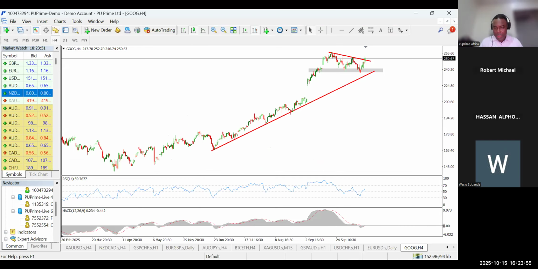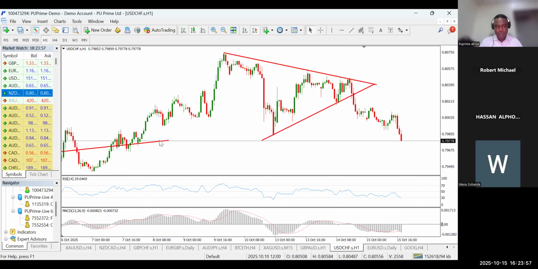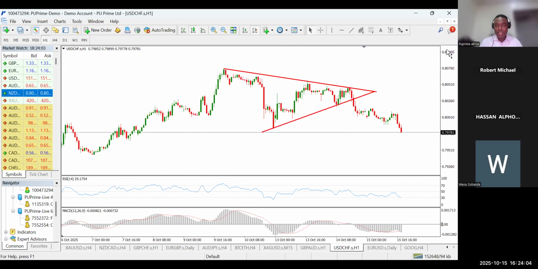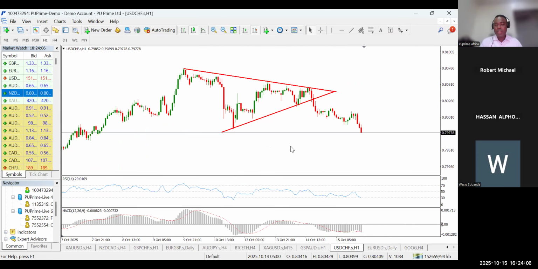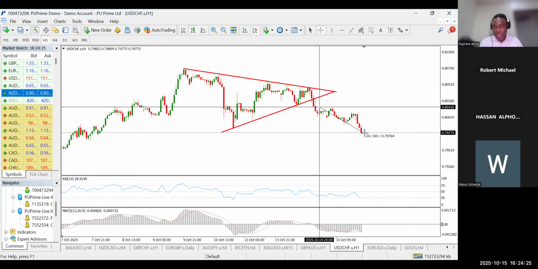All right, so I'm on MetaTrader now. And this is the setup I posted yesterday on USD CHF. This is a symmetrical triangle on USD CHF, and price broke out to the downside. As at when I sent the update this afternoon, price was in a retracement. Now it's in a continuation. And as we speak, price has dropped to the tune of about 40 pips from yesterday afternoon till now.